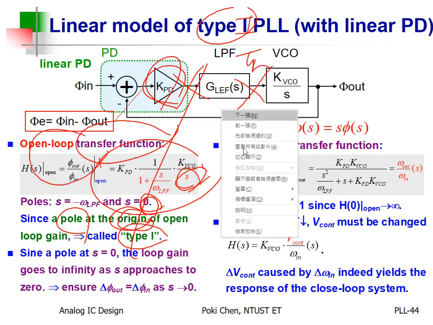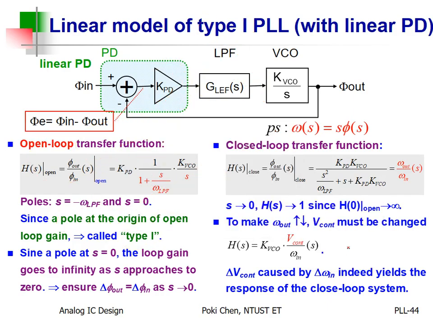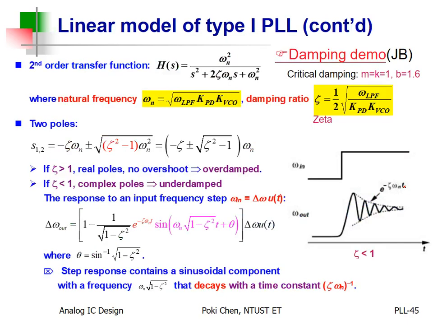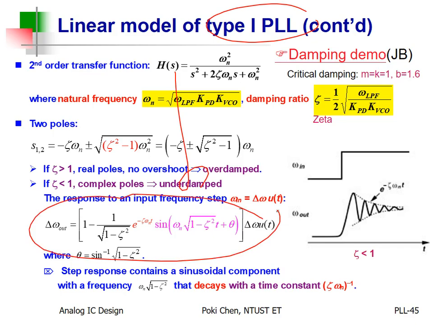And how about closed loop? Piece of cake. According to maybe chapter 7 of microelectronics, or fundamental circuit theory, you just do this kind of S domain Laplace transform analysis and you will get this. Anyway, that is for the type 1 PLL. And what is the result? I think the derivation is really easy, just do it by yourself. Allow me to show you the result.